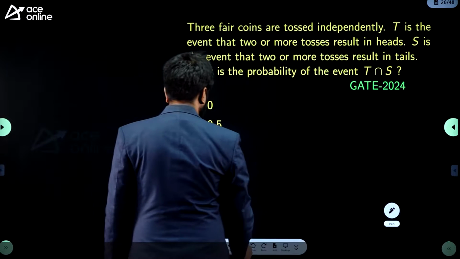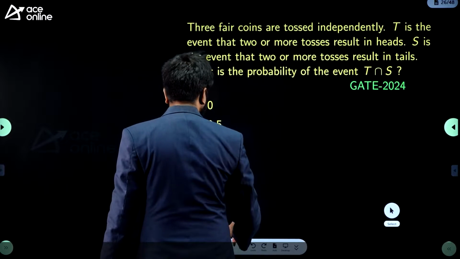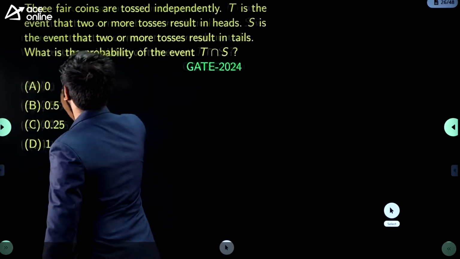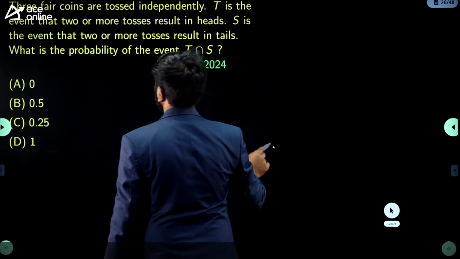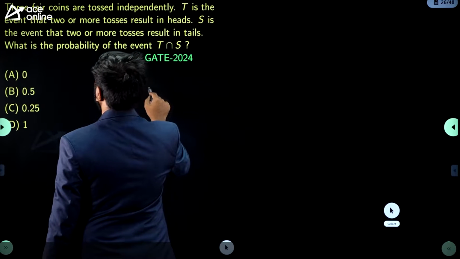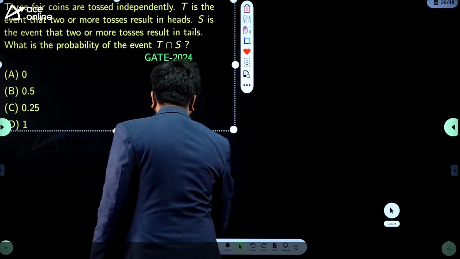So simple. Why don't you figure out what is the sample space, look at what are the points in T, what are the points in S, and see what are their intersection, or what are the points in the intersection, and then comment on their probability.